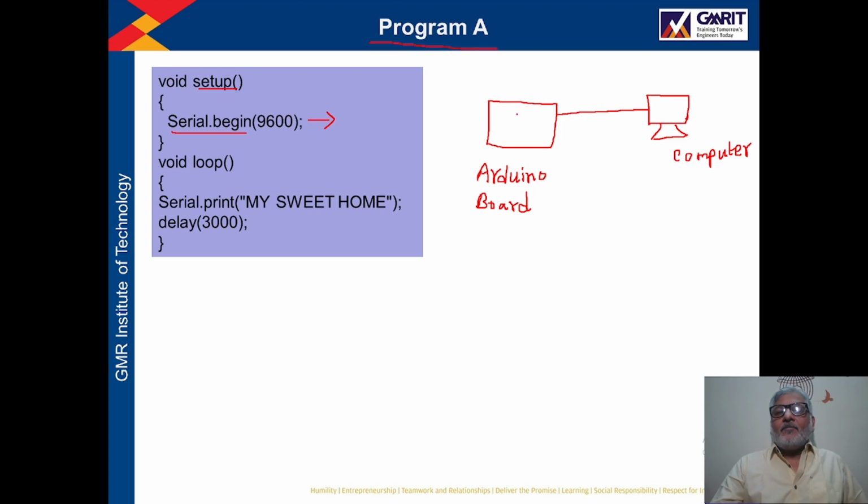Now what we will do: in the Arduino board there is UART hardware, which is basically used for serial communication. So from the Arduino we will transfer the data to this computer monitor, and we will do this transfer serially. We will use the serial communication.